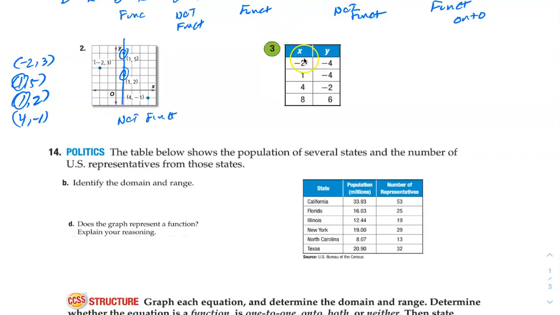Over here, let's look at this one. They give you a table. All the x's are separate, so it is a function. Is it one-to-one? Do all these go to separate y values? No, they don't. -2 and 1 both go to -4. Is it onto? Well, that's a question. They don't tell you what the range is. Anytime I give you a table like this, if I don't actually tell you what the range is, I can't see if I'm using all the range. So that's not going to be a question we answer here.